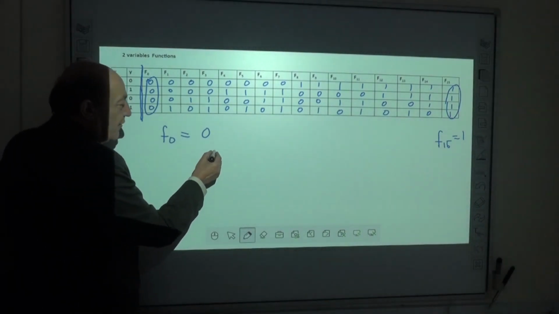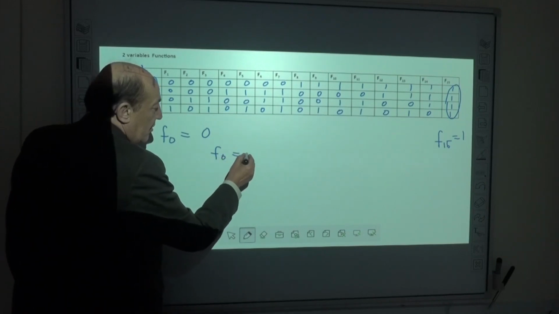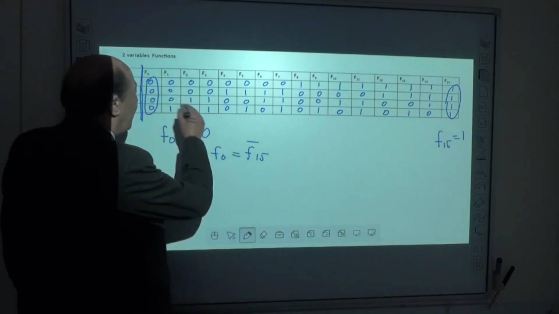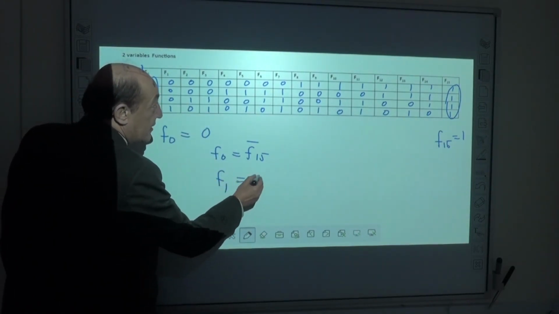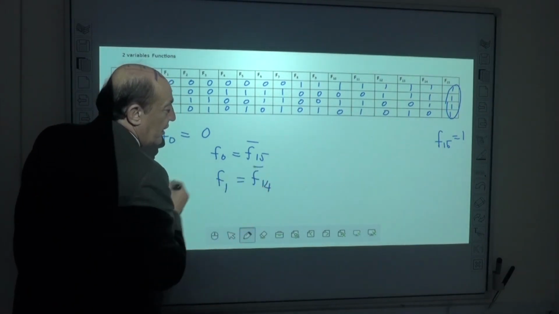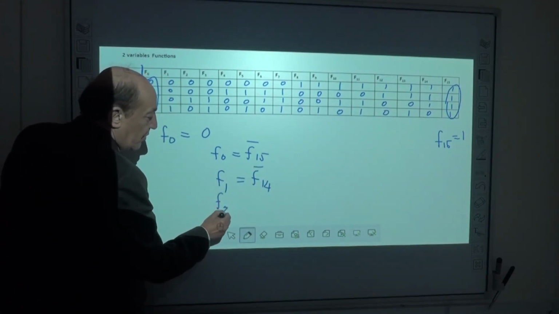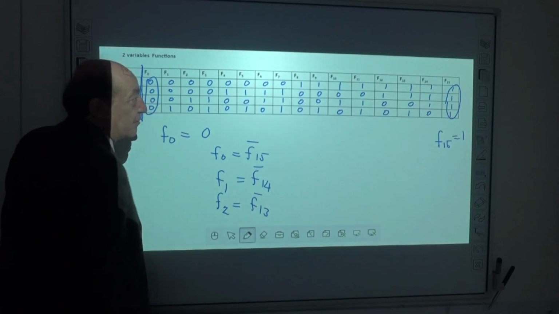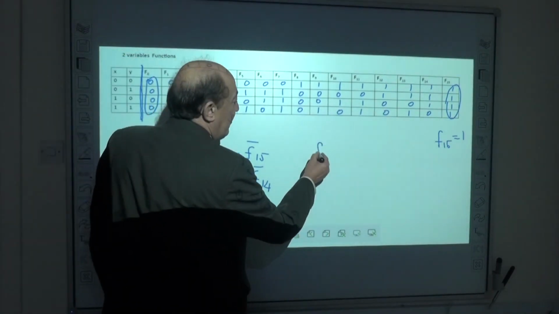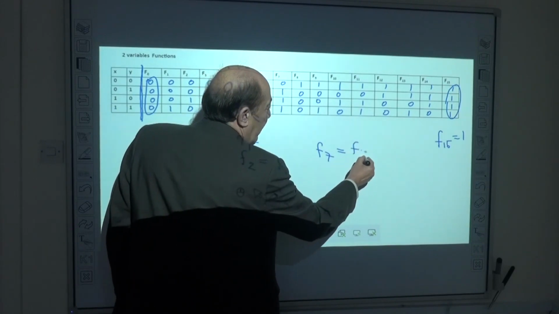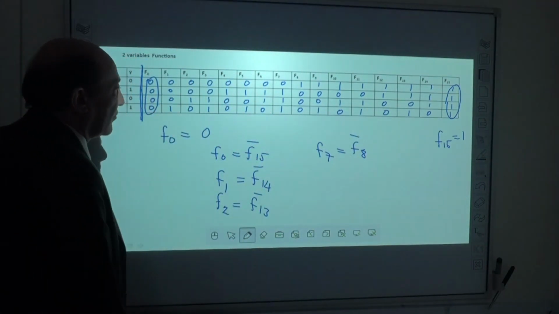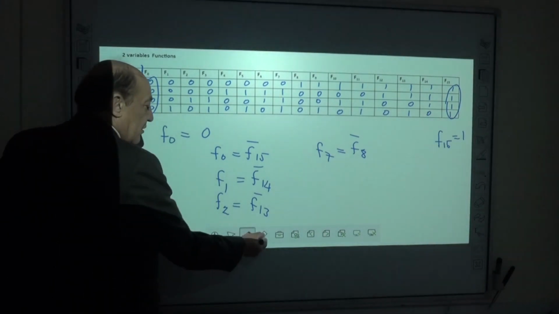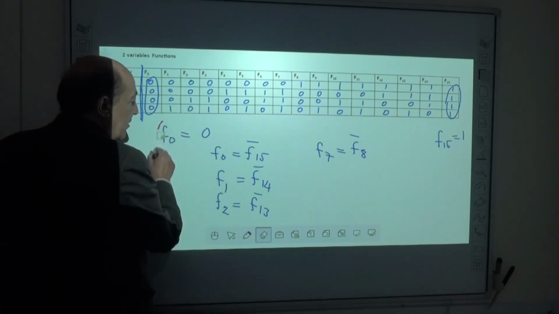You can note that F0 equals the complement of F15, and F1 equals the complement of F14, F2 the complement of F13, etc. And F7 is the complement of F8. Now we move to F1 and other functions.